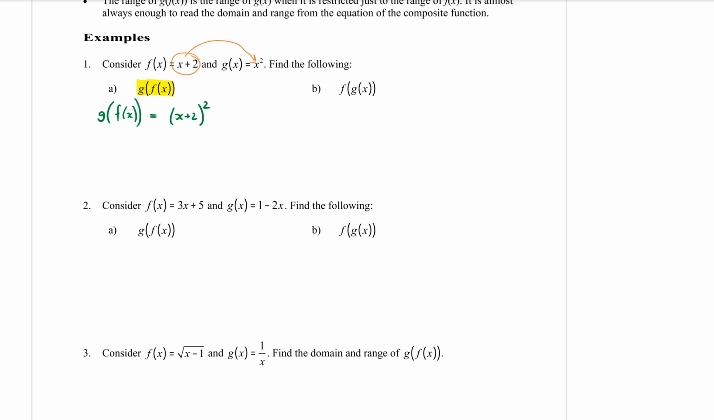Now, we could expand that out. Because x squared plus 4x plus 4.